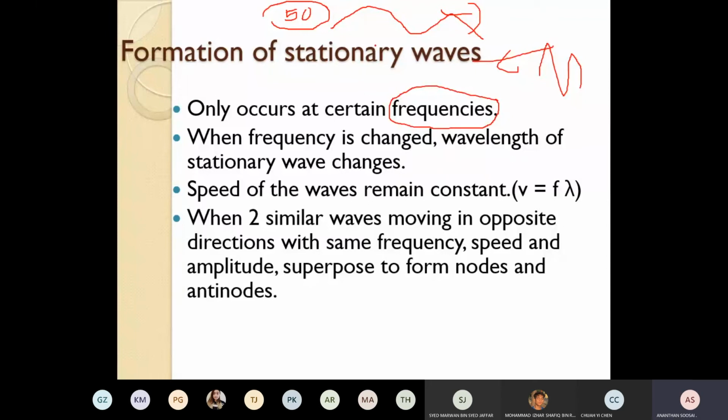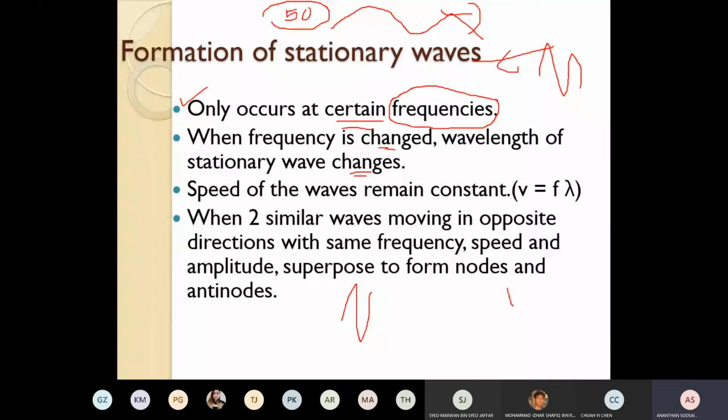Just when you saw the video, you just keep on raising the frequency. Only at a particular frequency you saw the loop. Okay, so please, important, stationary wave only occurs at certain frequencies only. When the frequency is changed, the wavelength of the stationary wave changes. And of course, when you change the frequency, the wavelength gets shorter or longer.